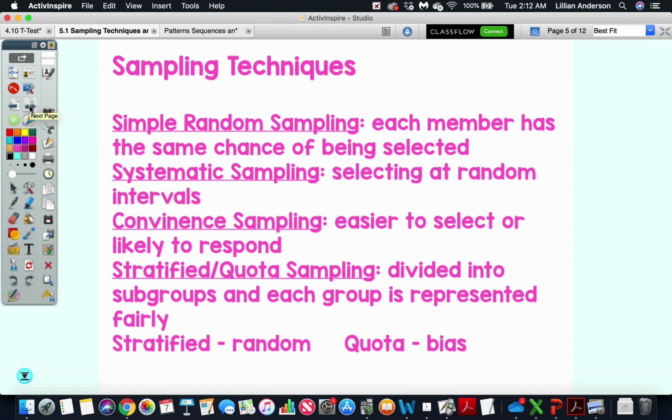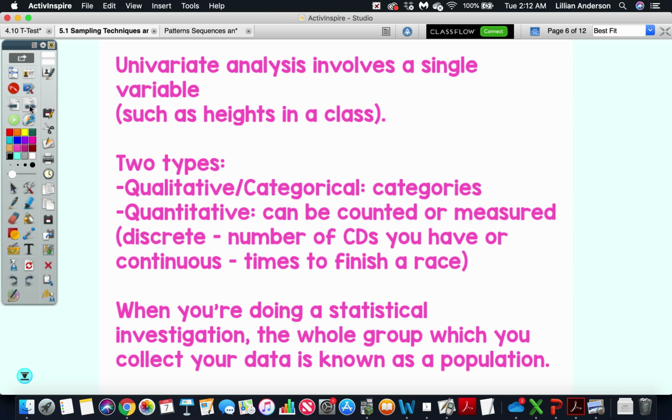So you have your different types of error, your different sampling techniques, and now we're going to be talking about univariate analysis. Univariate involves a single variable, such as heights in a class. Now there are two different types of univariate data. You have your qualitative data, which is also known as categorical. Those are things that can be divided into categories, such as what's your favorite type of candy, or who's your favorite artist. That's an example of categorical. The responses are things that you can divide into different categories.